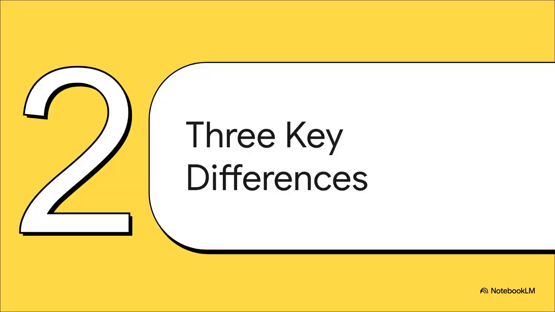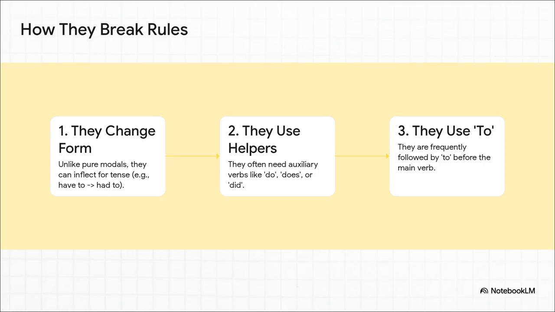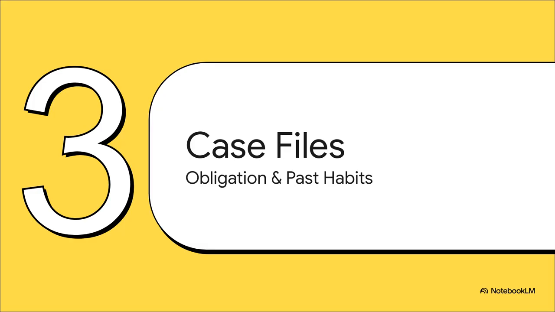So how do they actually do it? What makes them so different from those straight-laced pure modals? Well, it really all boils down to 3 key behaviors. Here's their playbook. First, they change form. Unlike pure modals, which are kind of stuck, these rebels can change for tense. Have to becomes had to. Easy enough. Second, they call for backup. They bring in helper verbs like do and did to ask questions or make negative sentences. And third, they often have this trusty sidekick with them, the word to, which you almost never see after a pure modal.